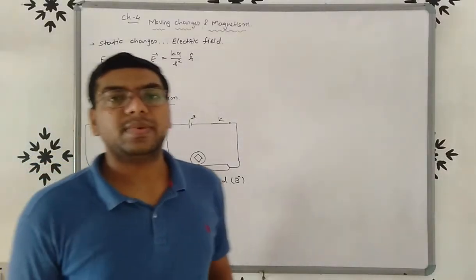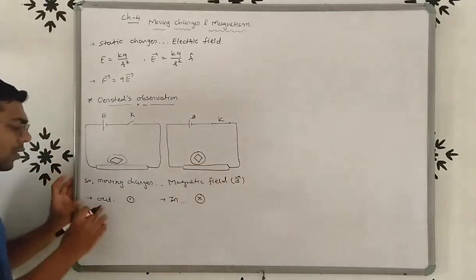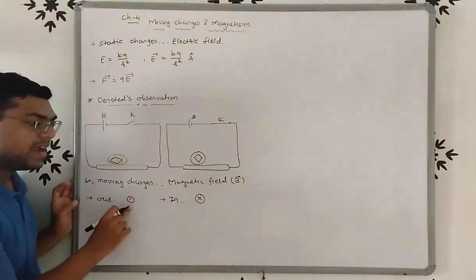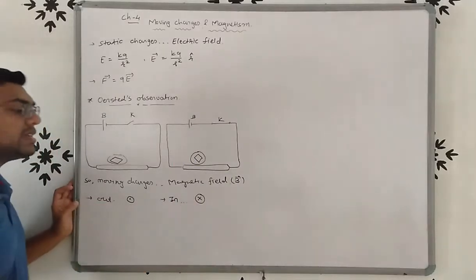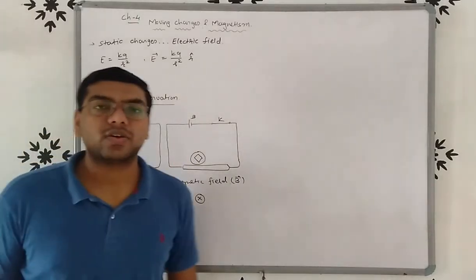So in this chapter, outward direction is denoted by dot, and inward direction is denoted by cross.